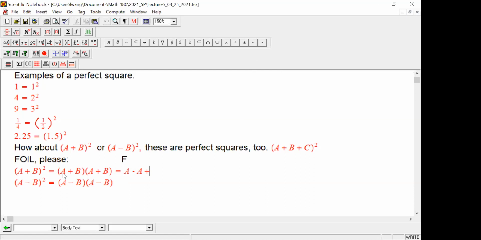O, okay, outside: A with B, the two outside. So that's A times B, okay? And this is outside. And the next one, I, the third letter, insides. So that's B times A. Okay, so this is the I.